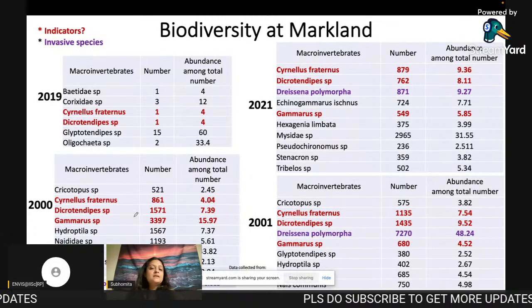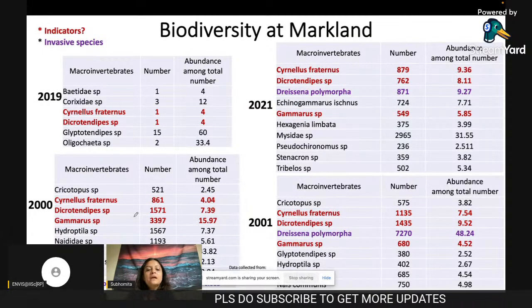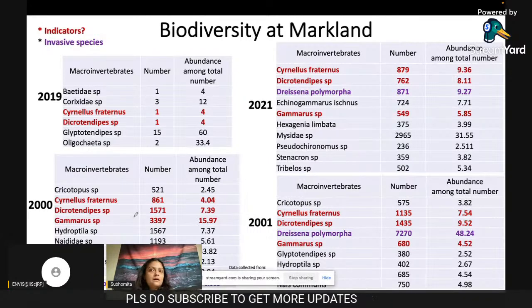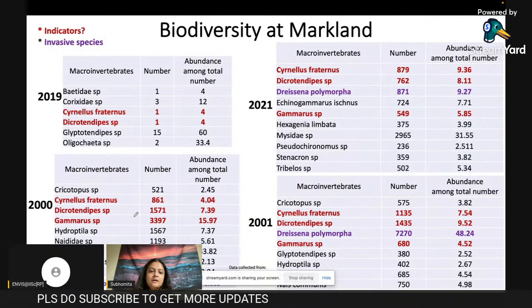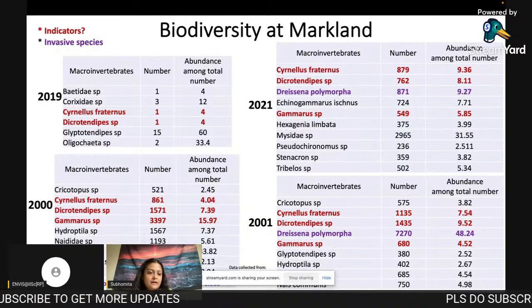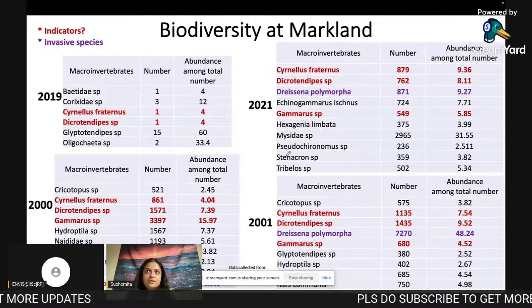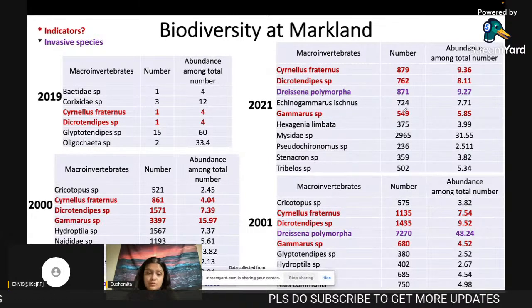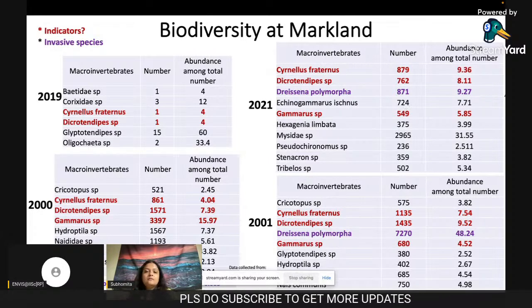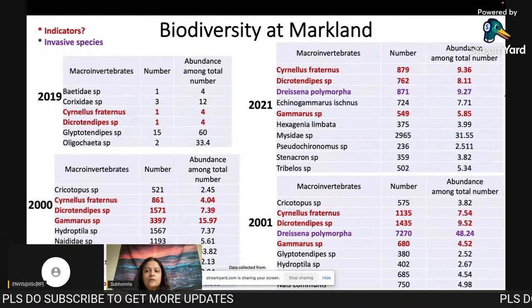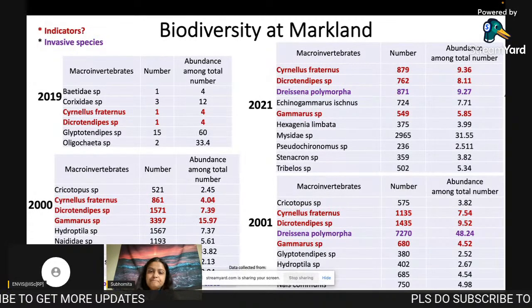So there is a possibility that in future they can possibly become a bioindicator. But another interesting thing is that we have Dreissena polymorpha, an invasive species that is also very abundant, which is a very invasive species in this area. It's the zebra mussel, actually. So it was kind of disappointing to see that they are also abundant.